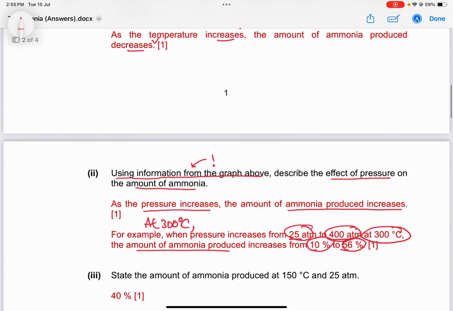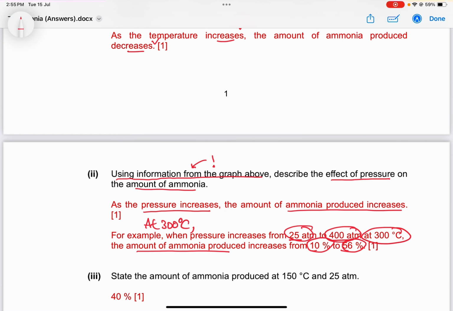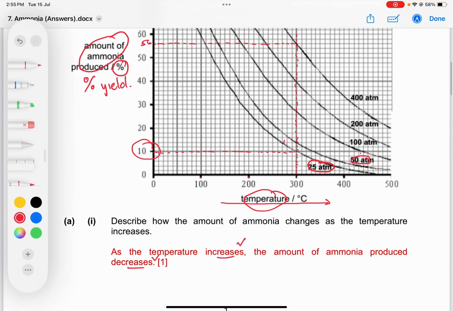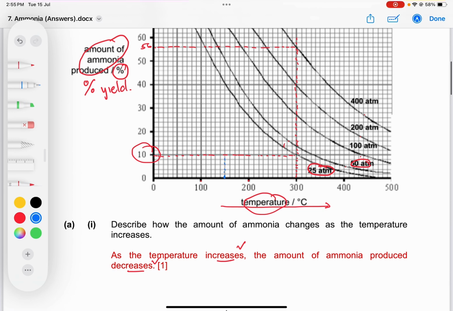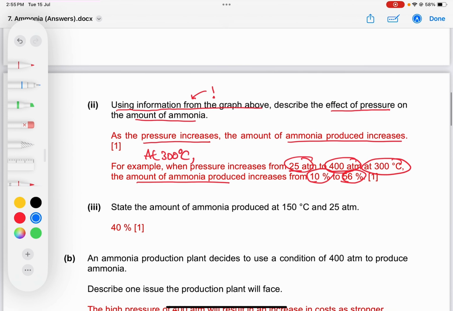Okay. Next, state the amount of ammonia produced at 150 degrees Celsius and at 25 atm. So I need to look out for 150 degrees Celsius. So 150 degrees Celsius is over here. So I'm going to draw a dotted line up. And at 25 atm, 25 atm is this line over here. So this is my 25 atm. So what I know is that my percentage yield is 40%. Okay? So a lot of data interpretation, graphical skills kind of understanding from there.